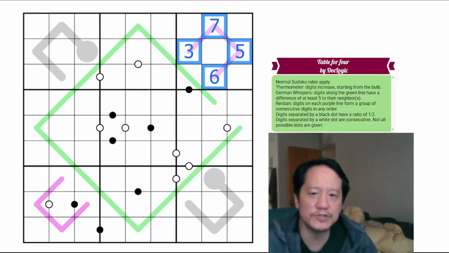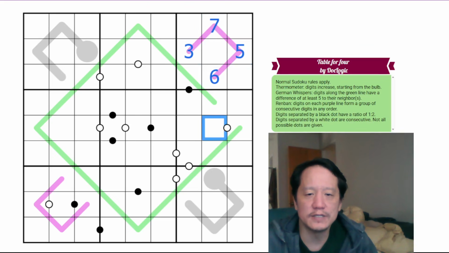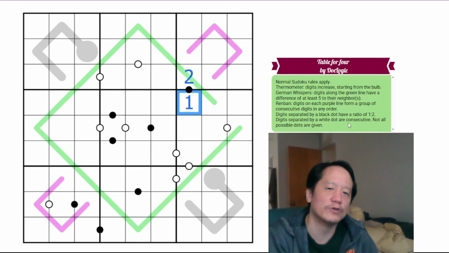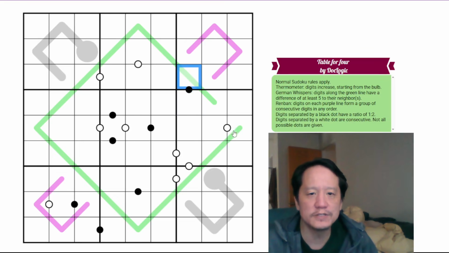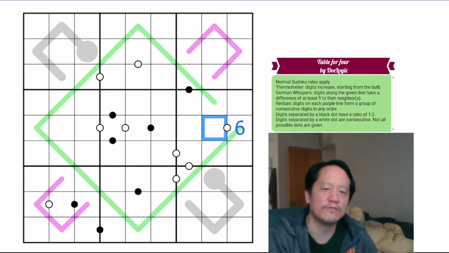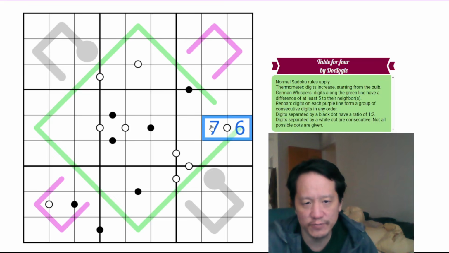And finally, digits separated by a black dot have a ratio of 1 to 2. Digits separated by a white dot are consecutive, and not all possible dots are given. These are also known as Kropke dots. As an example, say we had a 2 here, then this would have to be 1 or 4 to maintain the 1 to 2 ratio between them. And say we had a 6 here, that would force this to be 5 or 7, because these digits must be consecutive because there's a white dot between them.